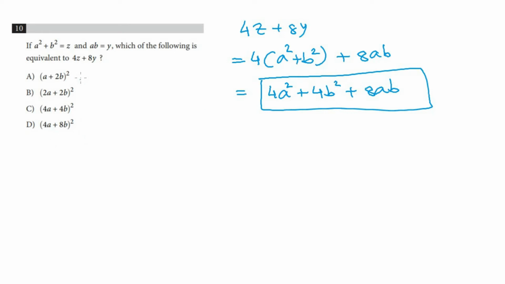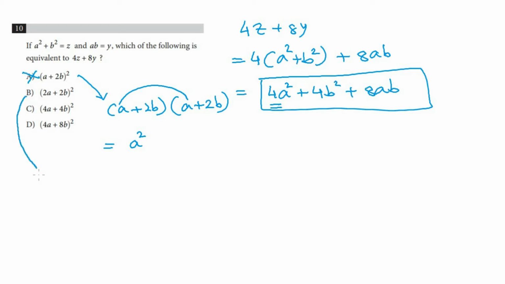So let's start by simplifying each. For option A, we get (a plus 2b) times (a plus 2b). If we try to expand, we get a times a, that is equal to a square. But note that we require 4a square. Option A is not giving that, so option A is not possible.